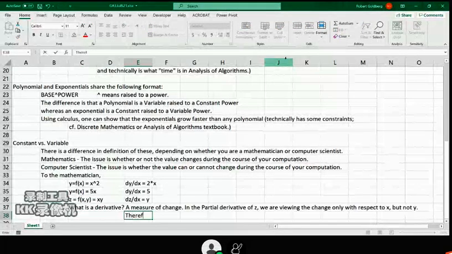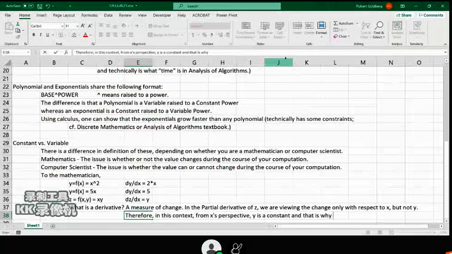Therefore, in this context, from X's perspective, that's what I wanted to say. Y is a constant, and that is why, pardon the pun, the second rule above is used. It's not a variable; it's a constant, and it's as if it's linear. X times Y. X is the variable, Y is the constant. So the second rule kicks in. With 5x, the derivative is 5.